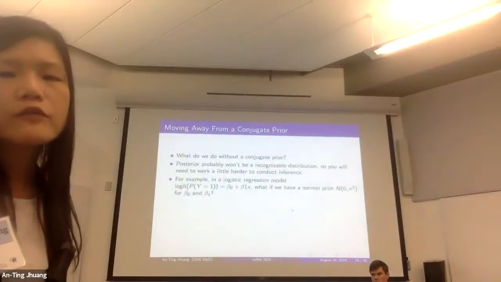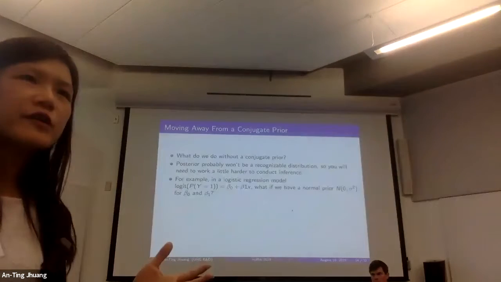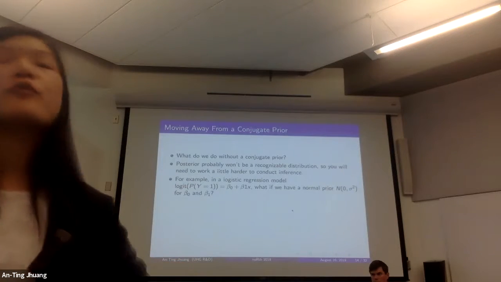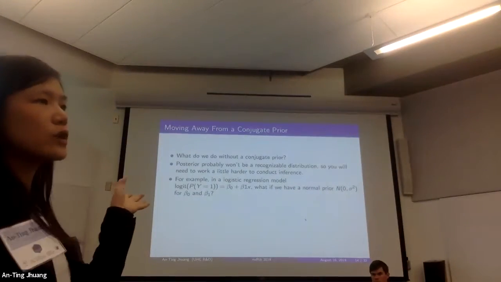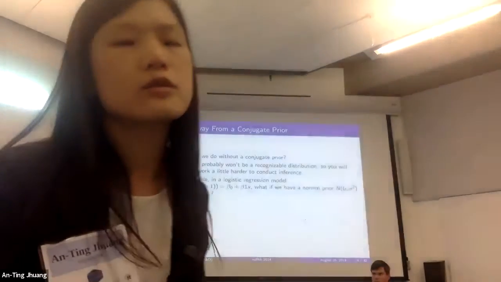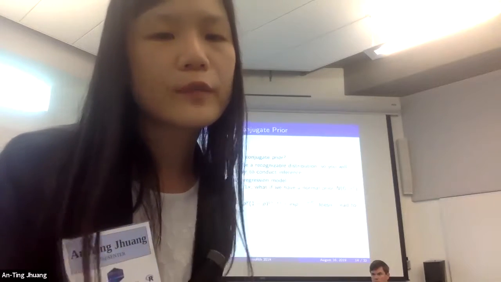If we have a normal prior, which is a very usual setting for the prior for a regression coefficient, but here now we have the logit link function. We don't have a continuous y, so we don't have a conjugate prior. So here, write down the formula.